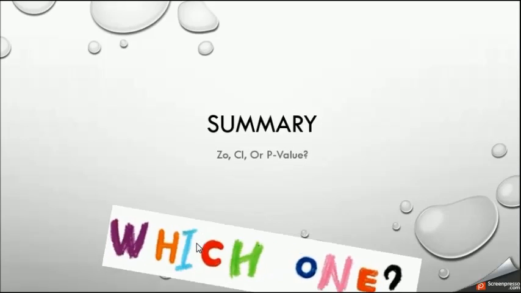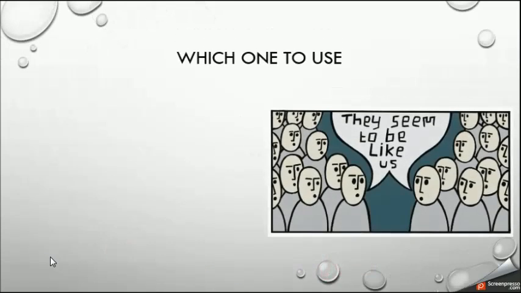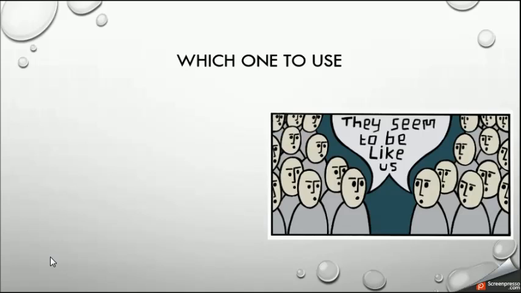So welcome. Now we can have a quick summary about methodologies we have seen to test our hypothesis. We have seen the Z0 or the test statistic. We have seen also the confidence intervals. Also we have seen the p-value. So now, which one is the best methodology to use to check and examine our hypothesis?